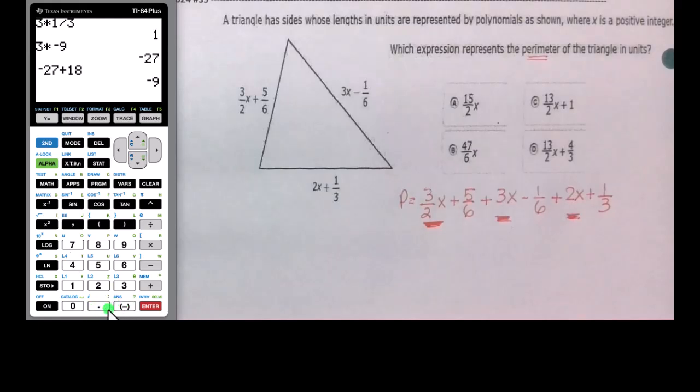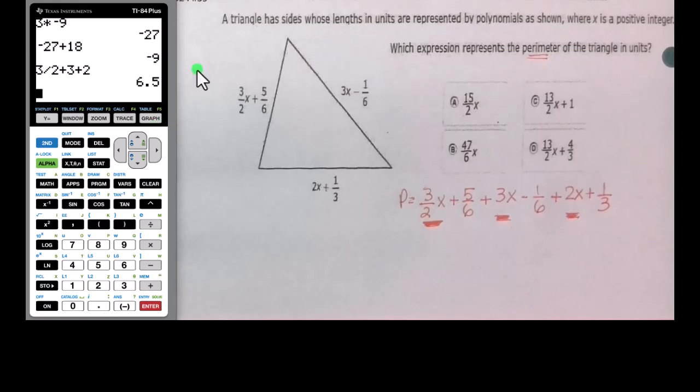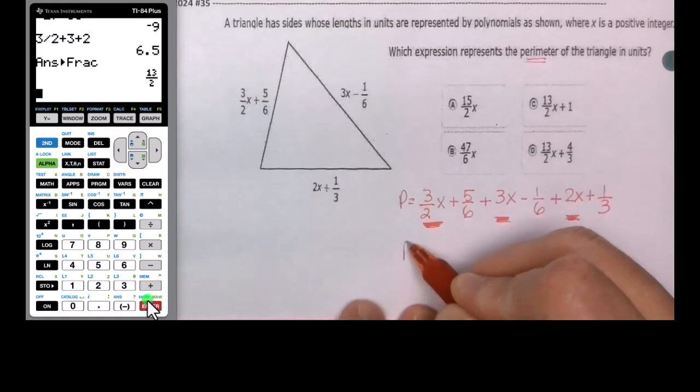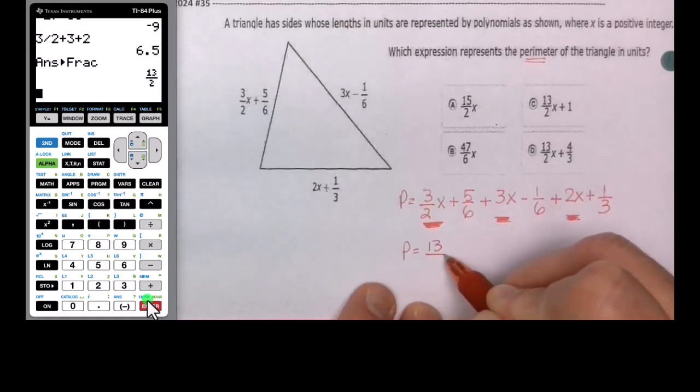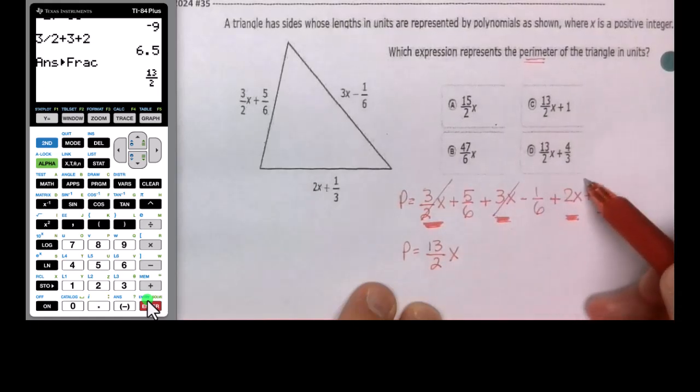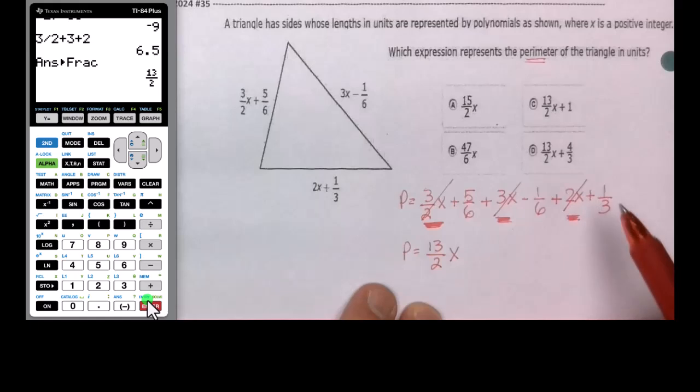So let's put in the calculator 3 divided by 2 plus 3 plus 2. Press enter. We get 6.5. We notice that the answers are in fractions, so let's change to a fraction. Math, enter, enter. And we get perimeter equals 13 over 2 x. So we finished the x. Now let's do the numbers without x.